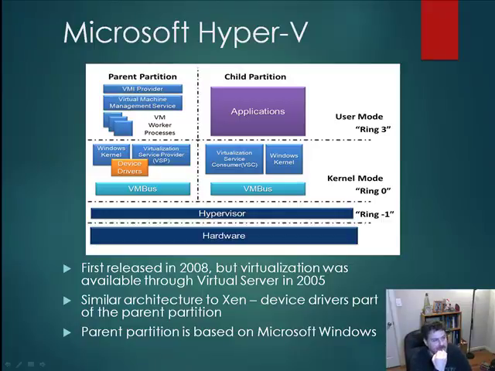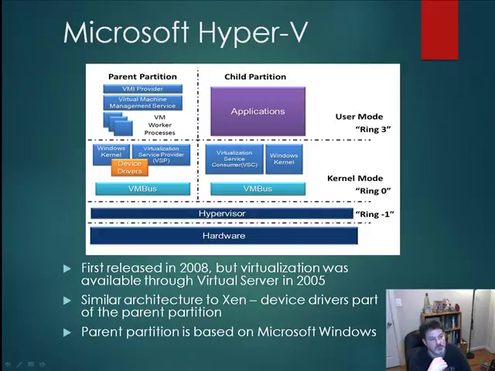Hyper-V is kind of like Xen in some ways. It has a very similar architecture. It was released in 2008, but if you go all the way back with virtualization, you can go to Virtual Server in 2005. Server 2008 really came with Hyper-V as a native feature, or native role, sorry. Server 2012 has Hyper-V. Server 2016 certainly has Hyper-V. And Windows 8.1 and Windows 10 both have Hyper-V as features that can be enabled on the box.